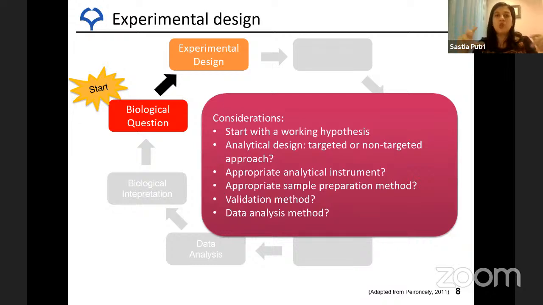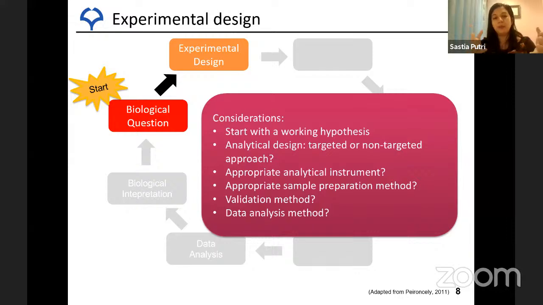And then afterwards, once you understand what you would like to target or the coverage of your metabolites, then you decide the appropriate analytical instrument, and then the appropriate sample preparation method, the appropriate way to validate your method, and then the data analysis method. Every single thing cannot just be a generic protocol. Of course, you start with a very generic protocol, but every sample is different.